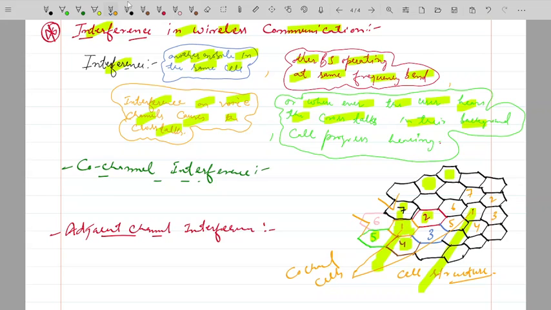When interference occurs between co-channel cells, that is co-channel interference, and when interference occurs between adjacent cells, that is called adjacent channel interference. So this is the main idea of interference in this video, guys.